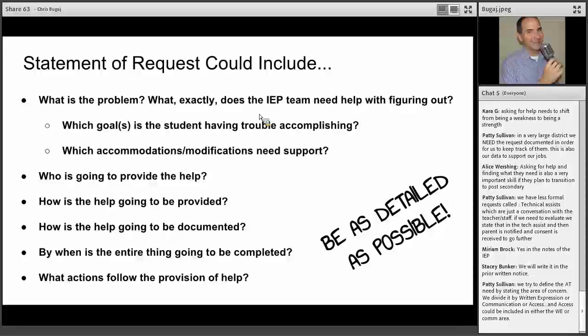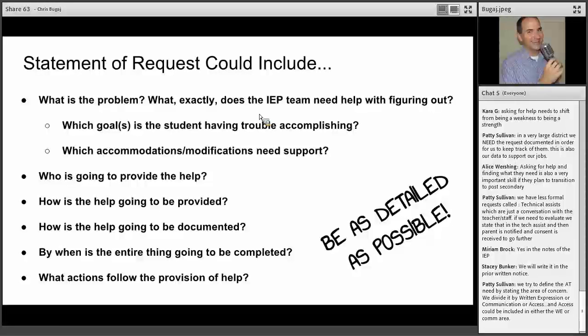You might say, okay, why are we asking for help? What's the statement of the problem? And put the specific goals that we're asking the person we're getting help from to look at. We want the students having difficulty with reading. Let's specifically put that in the request so that the person who we're asking help from to come up with ideas then can know to look at reading.